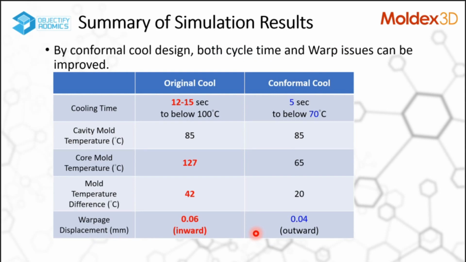So here we summarize: cooling time is reduced to 5 seconds, and core side temperature is now reduced to 65 degrees Celsius in place of 127 degrees Celsius. Mold temperature difference is reduced from 42 to 20 degrees. That means the mold is more balanced in terms of temperature, and the issue of inward warpage, which was not acceptable, has been eliminated, and now the warpage is outward and the value is 0.04, which is within the tolerance. So this is how in industry Moldex3D is used for optimization and validation of conformal cooling inserts.